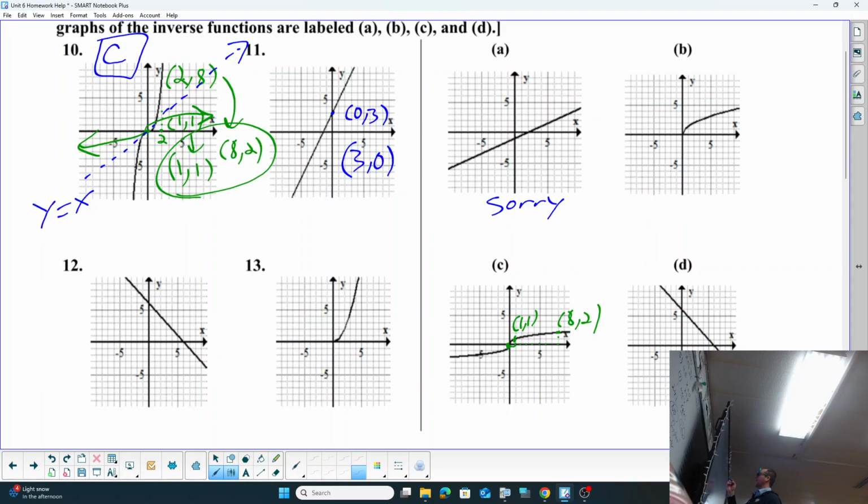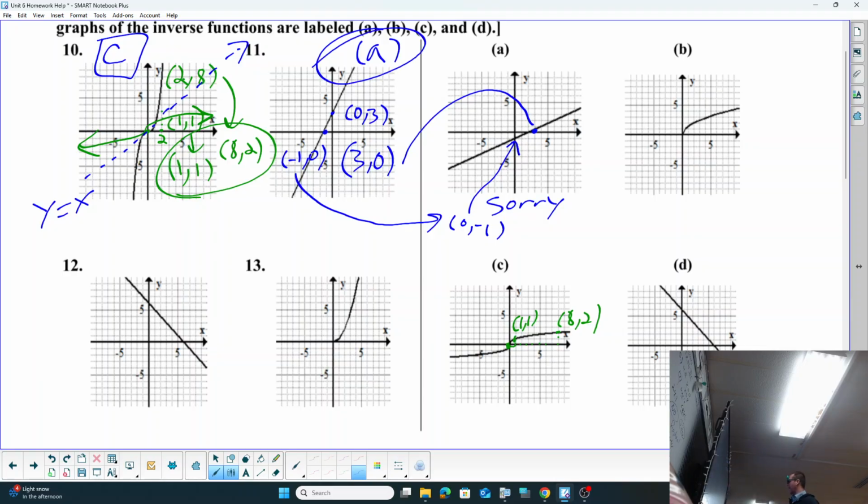Let's say that's -1, 0. So we're looking for that 3, it's supposed to be there, I guess. And then I guess this one works because then we're looking for 0, -1. Yeah, that works. Nice. So there's A. 11 goes with A. So try 12 now. Try 13.